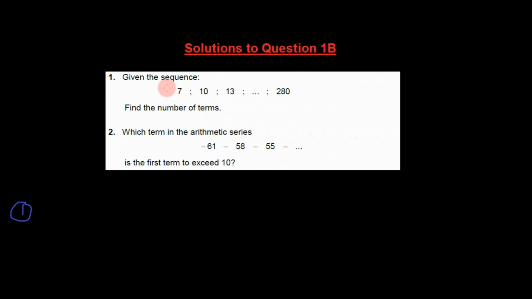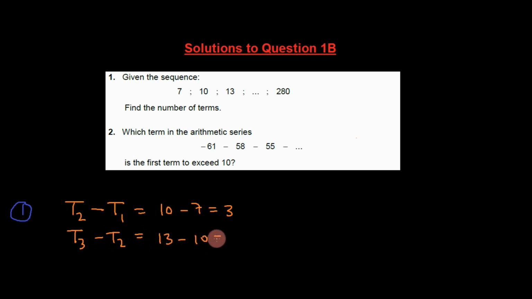Let's look at your answer to the first question here. We're given the sequence and we have to find the number of terms. Let's first check whether this is an AP. So term 2 less term 1 is 10 less 7, which is 3. And term 3 less term 2 is 13 less 10, which is also 3. So we know it's an AP with common difference d equal to 3.